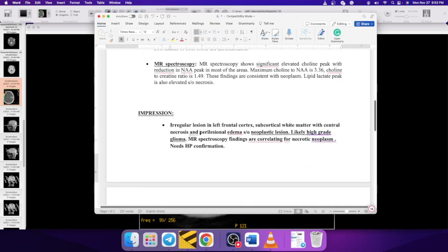So the final impression will be irregular lesion in left frontal cortex, subcortical white matter with central necrosis and perilesional edema, suggestive of a neoplastic lesion, likely a high-grade glioma. MR spectroscopy findings are correlating for necrotic neoplasm, needs histopathological correlation, and the histopathological correlation did come out to be a high-grade glioma. So that is how we are supposed to report an MR brain with contrast and spectroscopy for a high-grade neoplasm. Thank you.